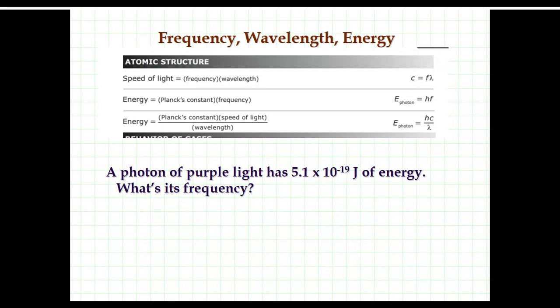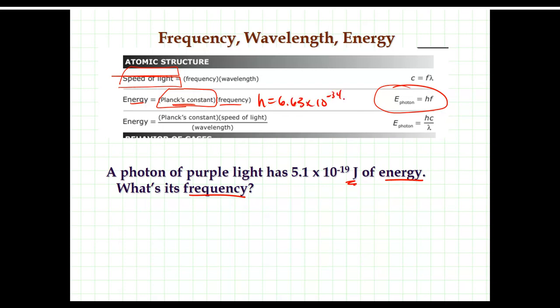So this is a similar question. I've got joules of energy. I'm looking for frequency. I need to find the formula that puts together energy and frequency. It's this one, where energy is equal to Planck's constant times frequency. I can find Planck's constant on my list of constants and conversions very close to speed of light. So Planck's constant is h, and it's equal to 6.63 times 10 to the negative 34 joule seconds. So I'm going to use my E equals hf. Energy equals Planck's constant times frequency.